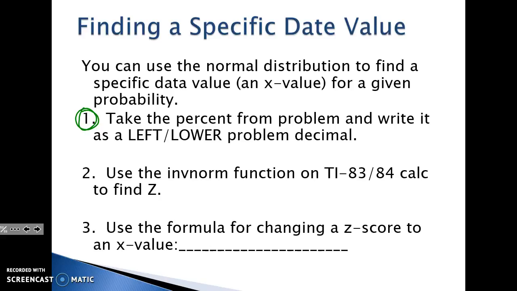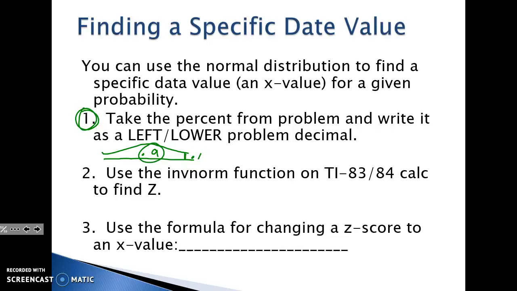If the problem is talking about weight, and it says what weight would put you at the top 10% of weight, so they want the top 10% of weight, that value would be over here. This would be 10%. What we have to do, because we talked about how our normal curve is cumulative from left to right, is remember that our calculator is programmed to add up from left to right. It works in the left direction. So I have to write my problem as a left problem. So the area or the decimal I would want to use here is .90. So I would actually use .90, and that's what I'm talking about.